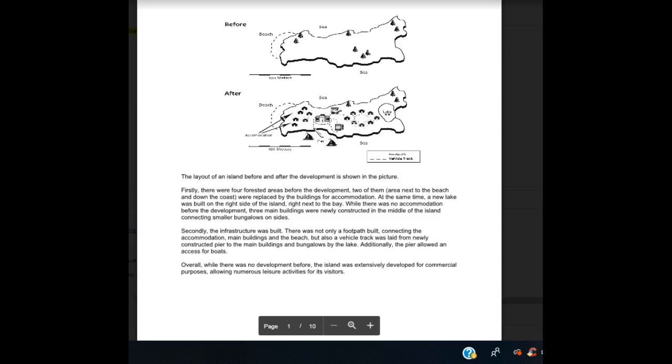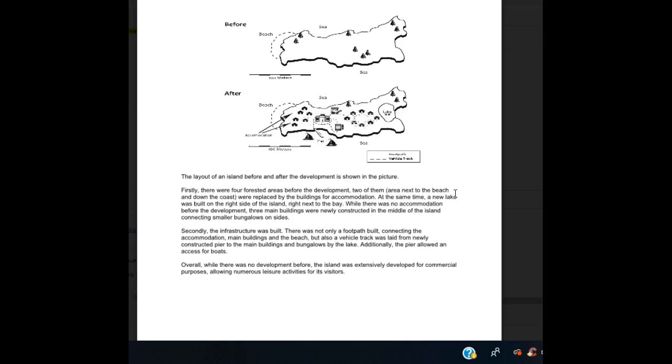"Okay, firstly, there were 4 forested areas before the development, 2 of which..." Here you want "which", grammatically this is more correct. "...2 of which were replaced by the buildings for accommodation." Okay, let's see. "Area next to the beach and down the coast." Well, that's a little vague, because you have to remember that you're describing this to somebody who theoretically doesn't have it in front of them. So tell me that the beach is on the west coast of the island and where the other, down the coast, what that means, okay?